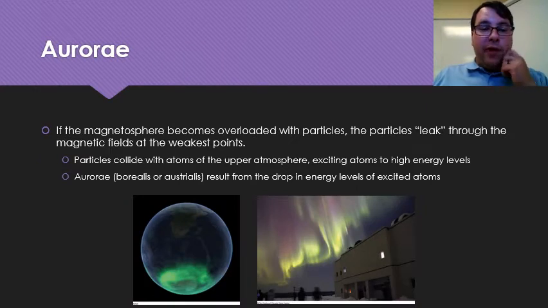So what we're seeing with those aurora is that, again, those particles are coming down from the sun. They're making it all the way down through the magnetosphere to the weakest points, and they're striking the atmosphere.